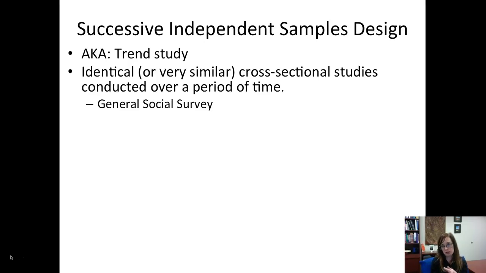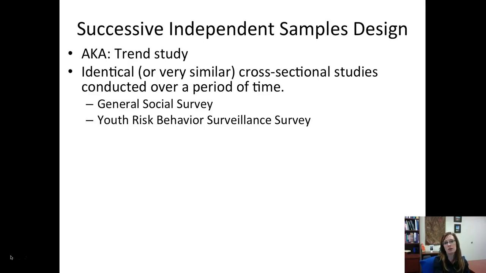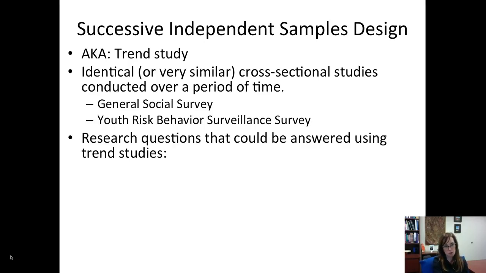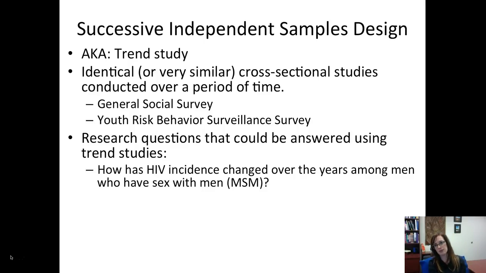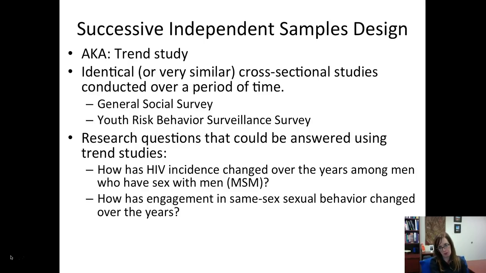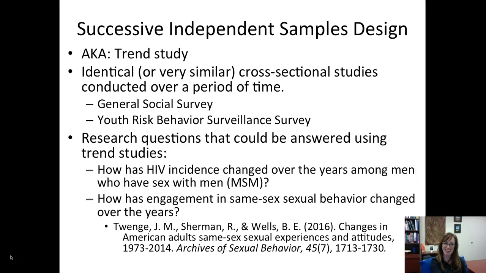So the General Social Survey is a great example of this, and I've used this data quite a bit recently to examine some trends over time. The Youth Risk Behavior Surveillance Survey is another one, and there are a whole host of research questions that we could answer using this kind of design. One is, how has HIV incidence, and again the distinction between incidence and prevalence, changed over the years among men who have sex with men? How has engagement in same-sex sexual behavior changed over the years? If you're dying to know the answer to that one, I've published a study with some colleagues on this one.